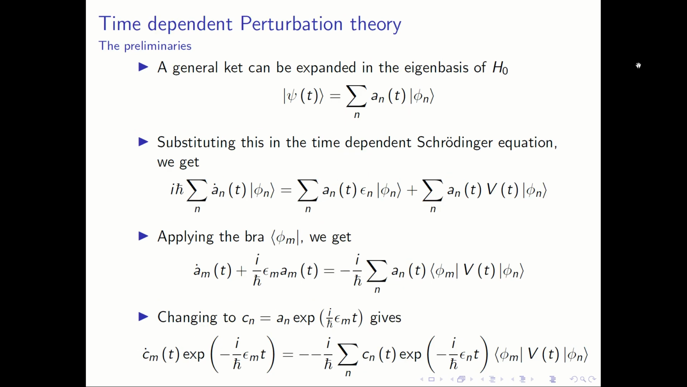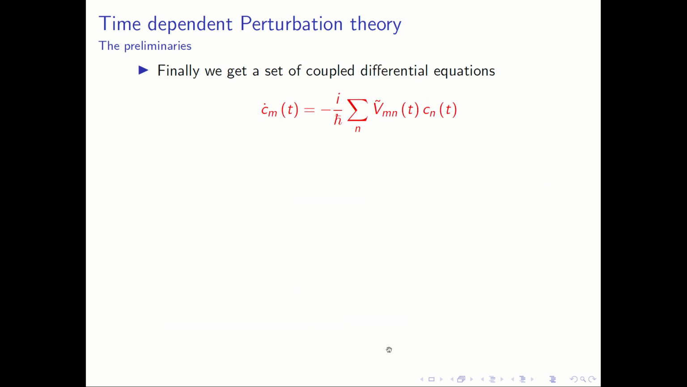So basically, the left-hand side here is the derivative of c m dot, except for the fact that it's missing this exponential i over ħ epsilon m t. So the left-hand side really is c m dot of t times exponential minus i over ħ epsilon m t. And on the right-hand side, all I have to do is change the a n's here into c n of t to the power minus i over ħ epsilon n t. And now we are done. Now, it's easy to see that you can rewrite this simply in this form.